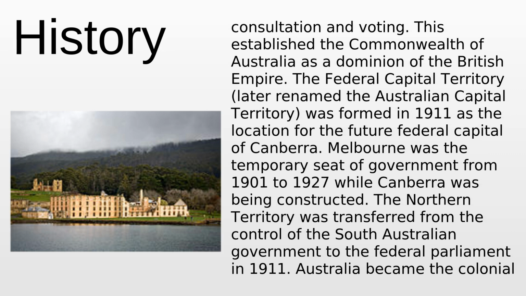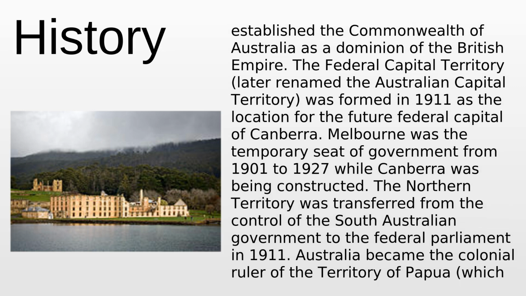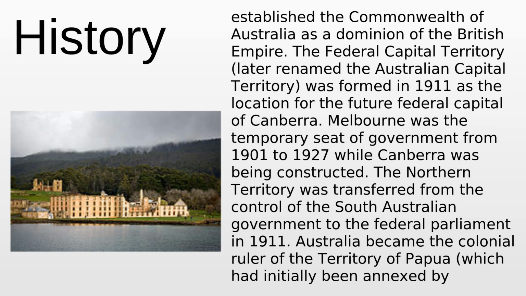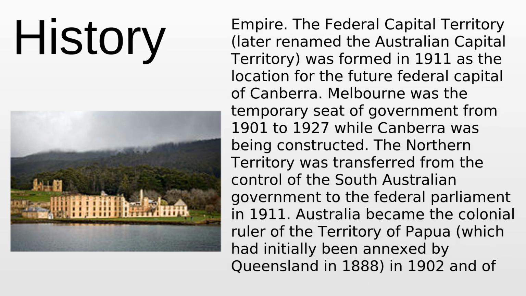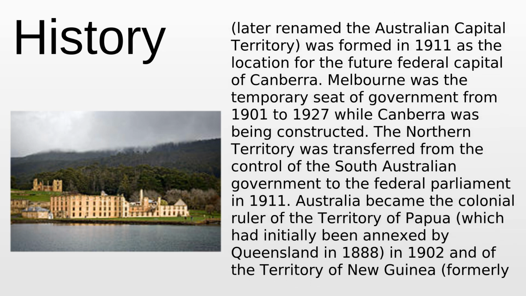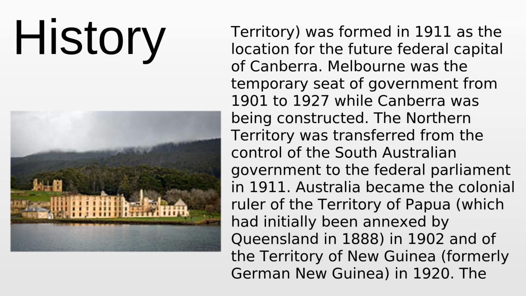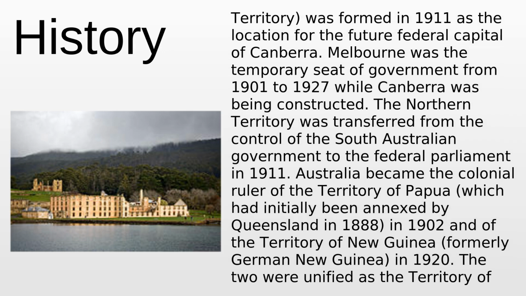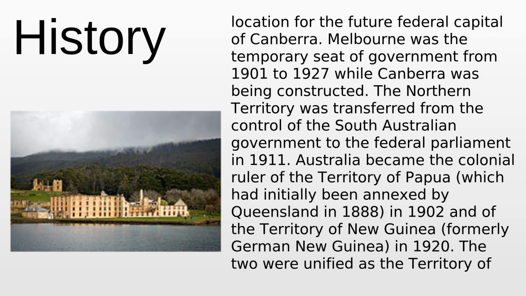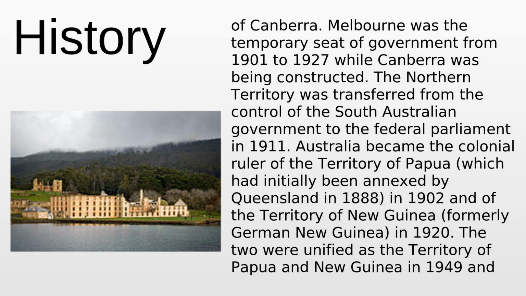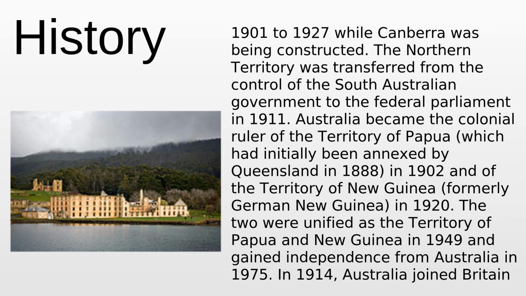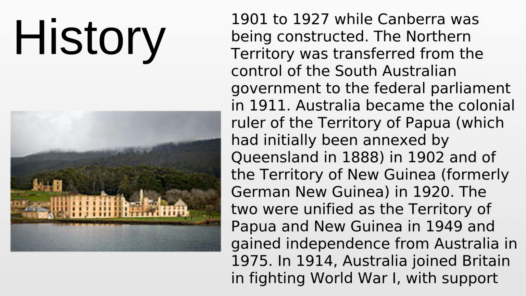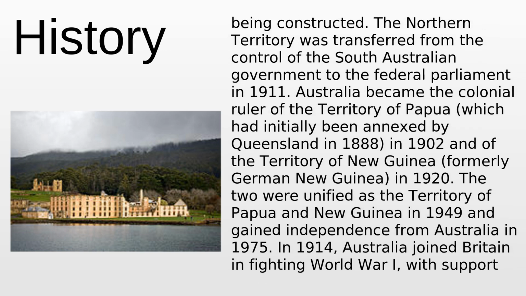The Federal Capital Territory, later renamed the Australian Capital Territory, was formed in 1911 as the location for the future federal capital of Canberra. Melbourne was the temporary seat of government from 1901 to 1927 while Canberra was being constructed. The Northern Territory was transferred from the control of the South Australian government to the Federal Parliament in 1911.